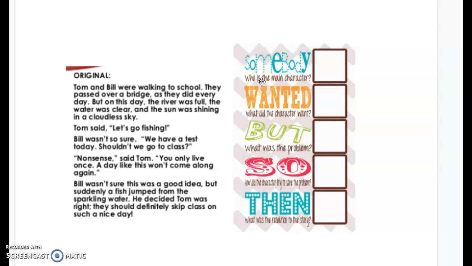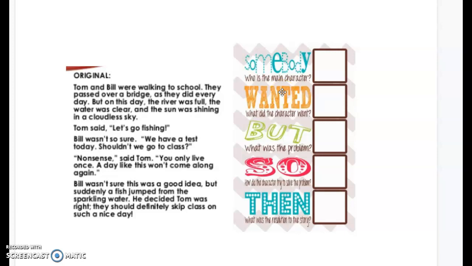So the first one, you've got somebody. So you're answering the question from the text as who is the main character or characters. There might be more than one. If there's more than one, you need to include them all because obviously the characters are vital in the text. So you need to make sure you have all of them in there. Otherwise that meaning will be lost.